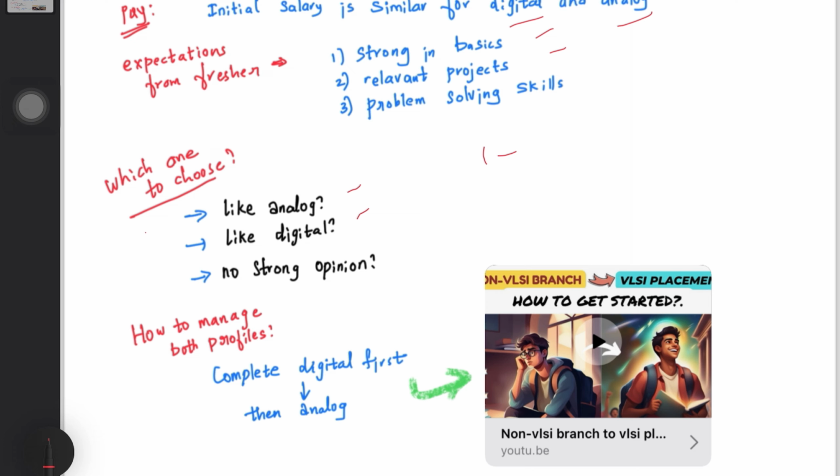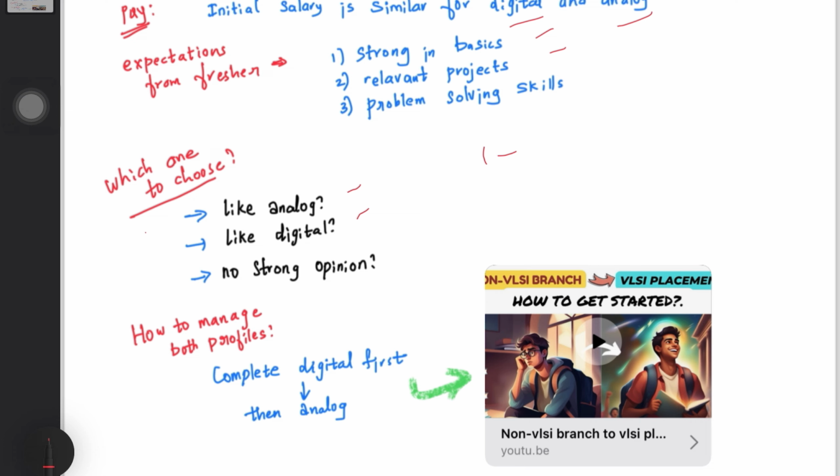You should enjoy the process because it will give you a gist of what you'll be working on further in the industry as an employee. In case you don't have a strong opinion or you like both of them, you can prepare for both profiles as well. But it will be a little hectic to manage. I have also prepared for both the profiles.